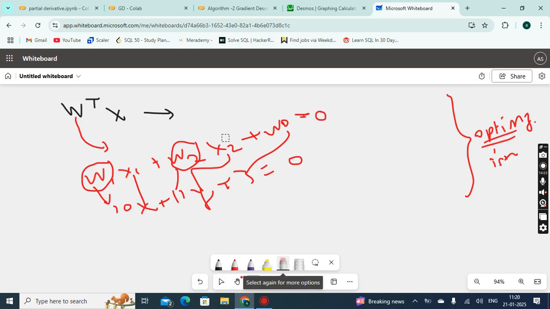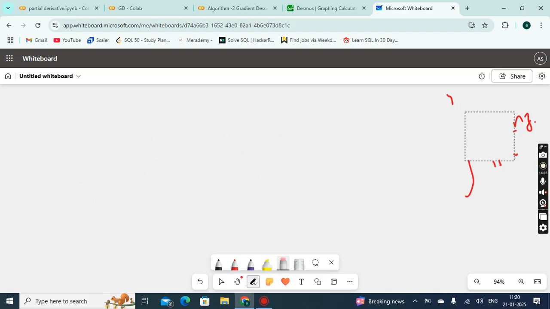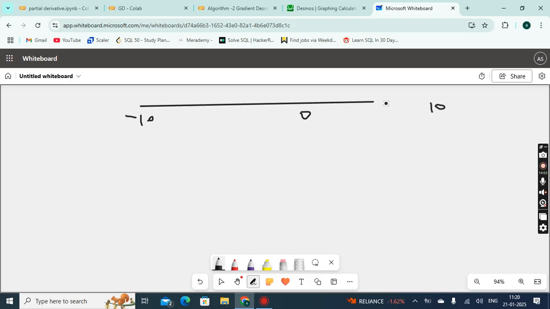Right? So let me give you a simple explanation of why we need optimization. We need optimization because, if you take an example, let's say I have one number, minus 10, and I have another number, 10, and obviously in between 0 will come somewhere here. Let's imagine this is an x-axis line.